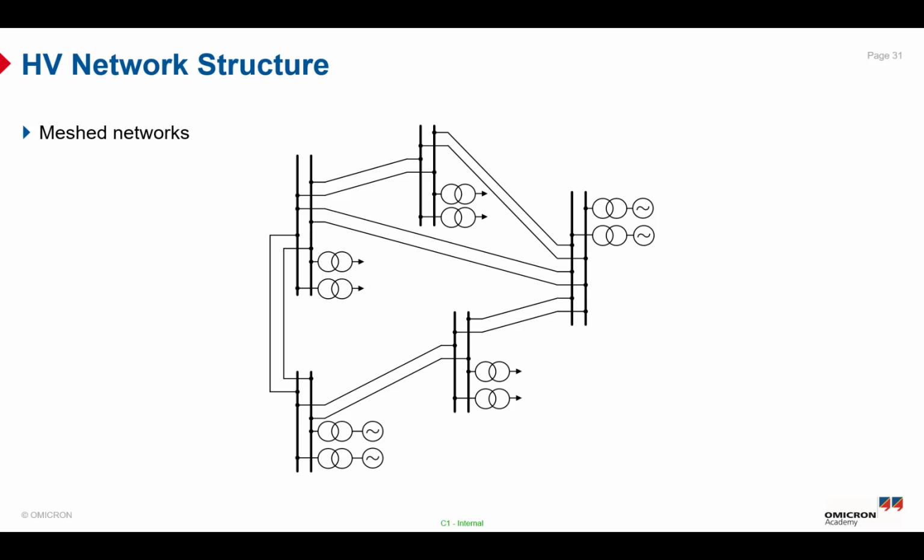So in short, the high voltage meshed networks provide increased reliability and redundancy. Multiple buses ensure the power delivery even if one line fails. Also, it provides one more advantage, which is reduced power losses and improved efficiency compared to radial systems. And the third advantage is enhanced capacity for long distance transmission. So it's better suited for transmitting large amounts of power over a long distance.